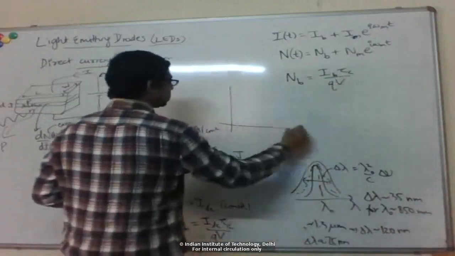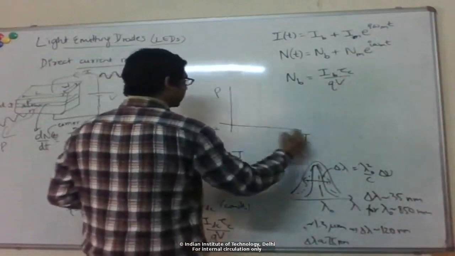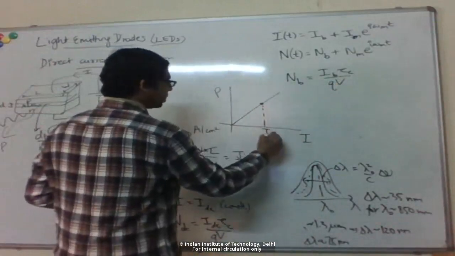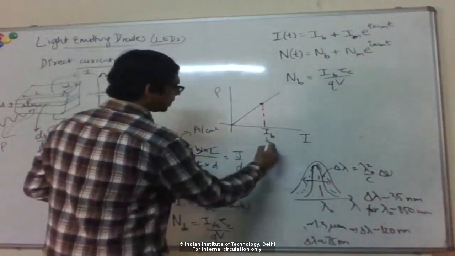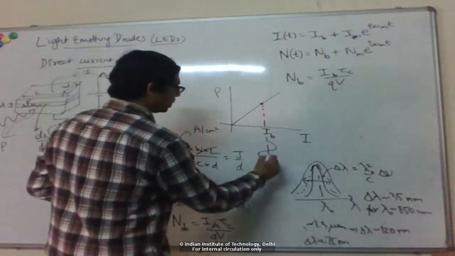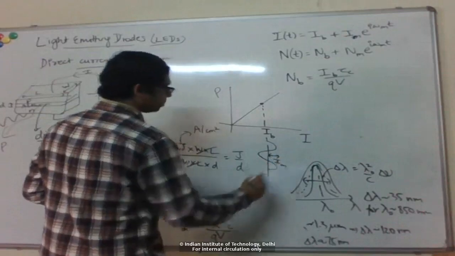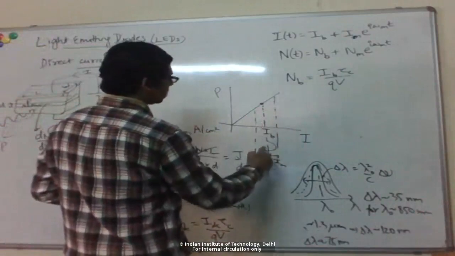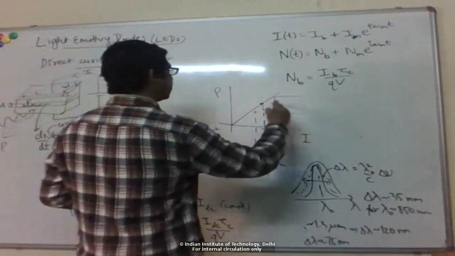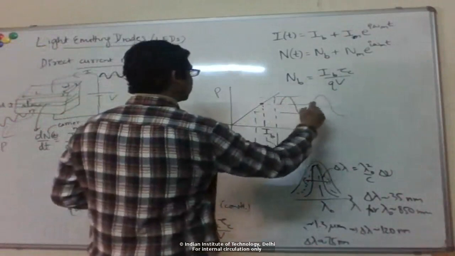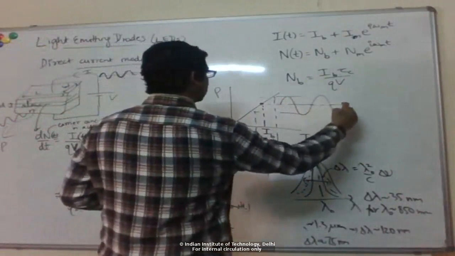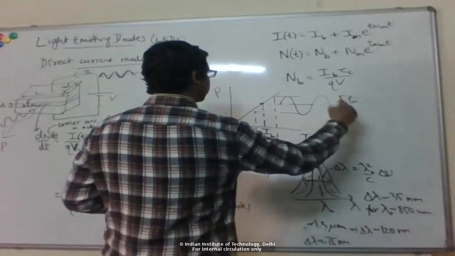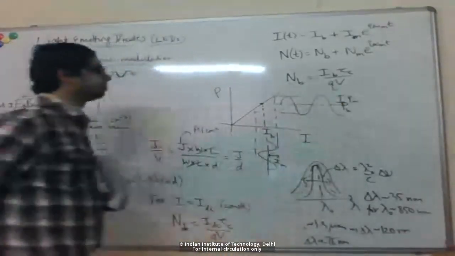What we are doing here is, recall that the optical power versus current curve was linear. So we are operating at a bias point here, I_B, and then applying a sinusoidal modulation of amplitude I_m. That will give me an optical power out here: some DC power P_B, and then some AC part which has amplitude P_m.